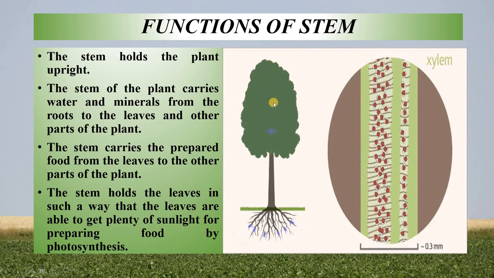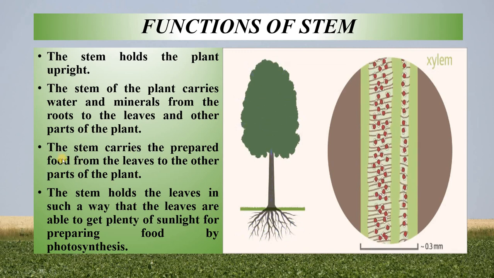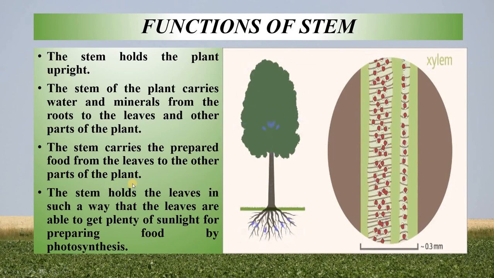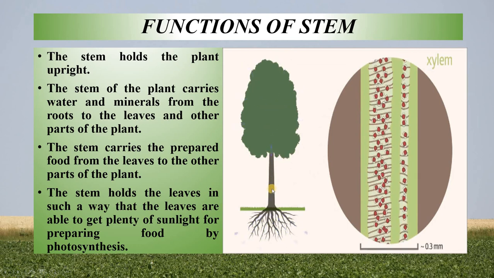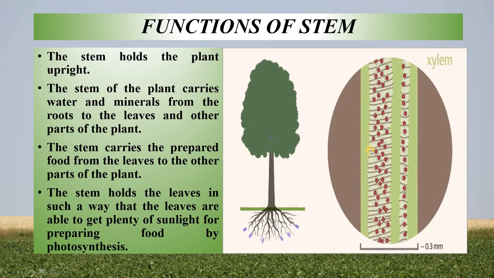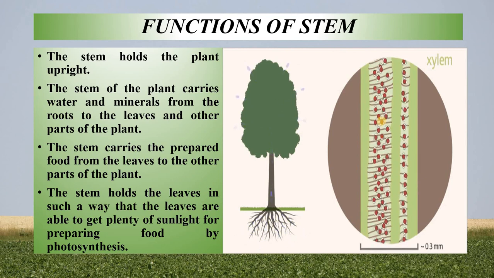Then after producing the food, that food also gets distributed to the other parts of a plant. So the stem also carries, this is the third function, the prepared food from the leaves to the other parts of a plant. And here you see, this is actually xylem. What is xylem? You will not understand now. Basically, this stem contains two vascular tissues. One is the xylem and another one is the phloem. This xylem carries the water towards the leaf, and phloem is also present in the stem.